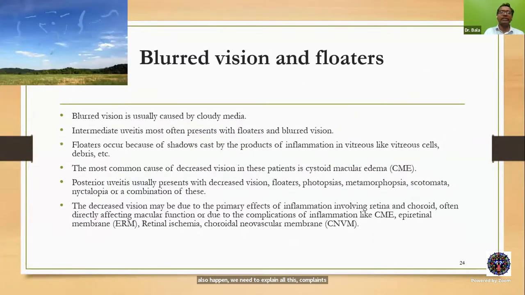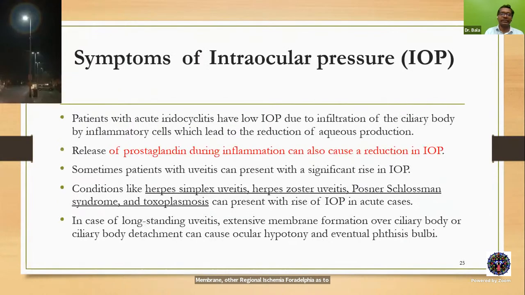Again, blurry vision and floaters are also important, because whenever the complaint of floaters happens, it means an IO is mandatory. There is an element of intermittent posterior segment involvement, and it could also happen in cystoid macular edema. We also need to pay special attention to the sequelae of the uveitis, like CNVM, epiretinal membrane, retinal ischemia, or choroidal neovascular membrane. All these could also influence the presenting complaint of the patient.